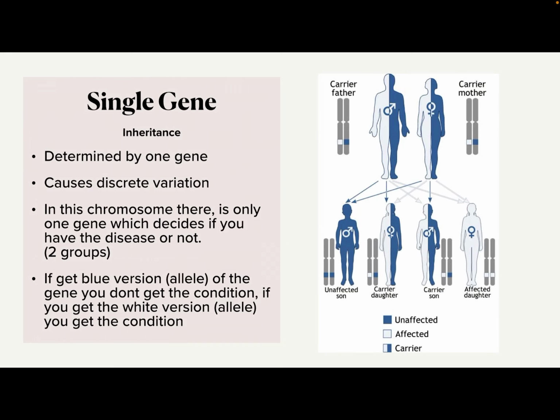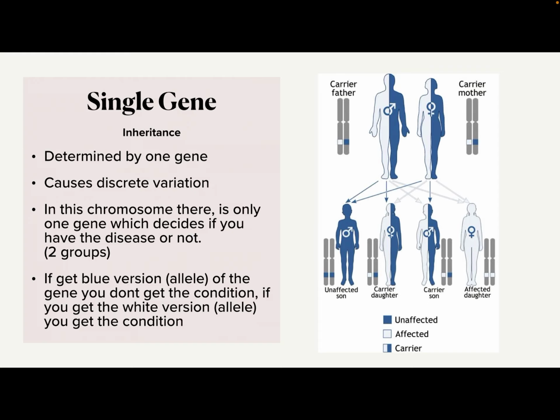So let's look at single gene inheritance. Because it's caused by one gene, it always causes discrete variation. So in this picture on the chromosome, there is only one gene which decides if you have this condition or not. So you can be affected or unaffected. Okay? You either have it or you don't have it.